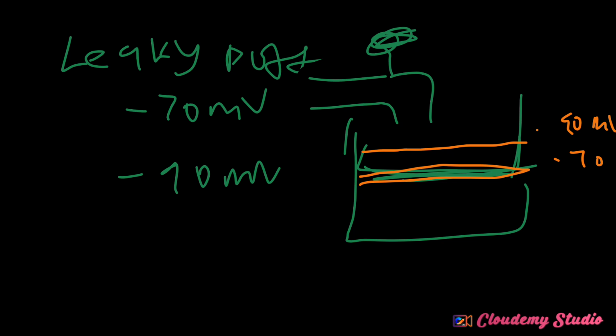Now, since we have minus 90 instead of minus 70, what are we going to do? We are going to remove some content of the cell. Are you getting me now? We are going to remove some content from the bucket water so that it will allow the cell to be back to normal resting membrane potential.